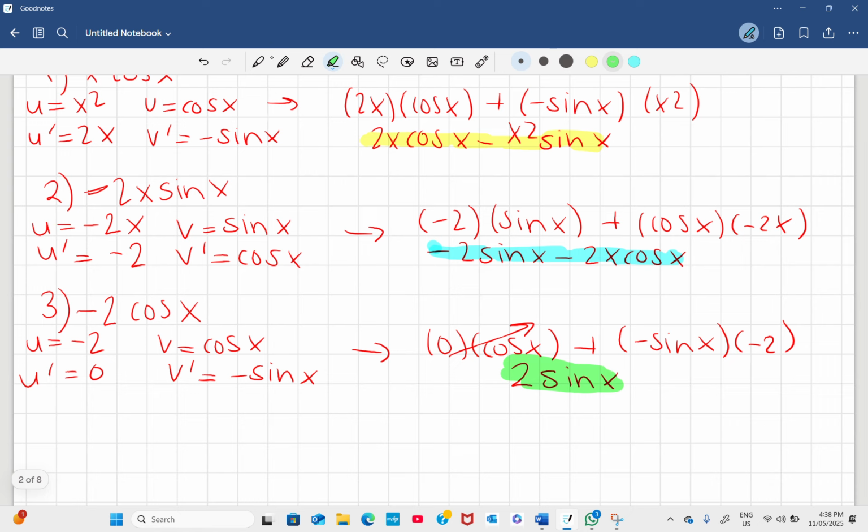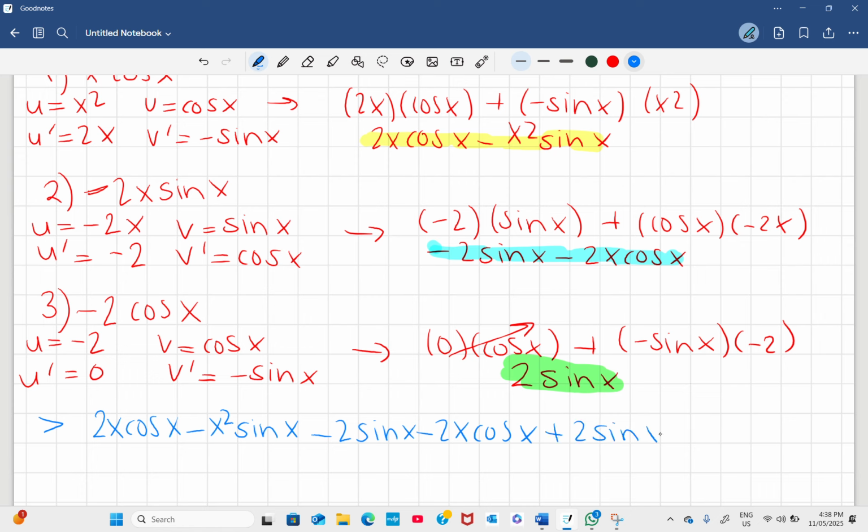So I'm going to put here 2x cosine x minus x squared sine x minus 2 sine x minus 2x cosine x plus 2 sine x. So I just added all these three and I put them all together here.